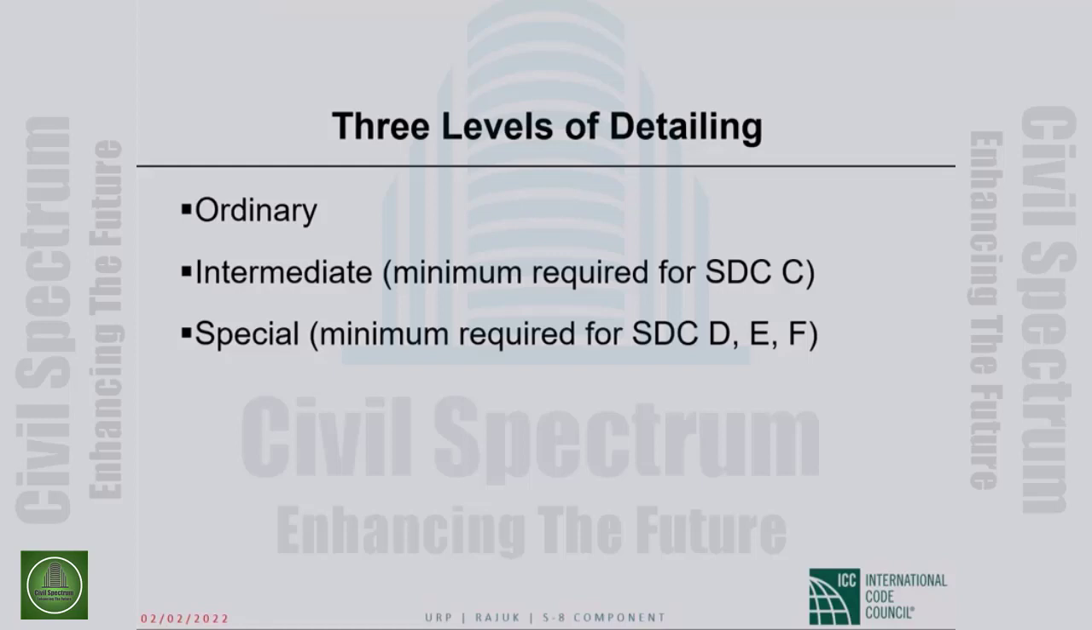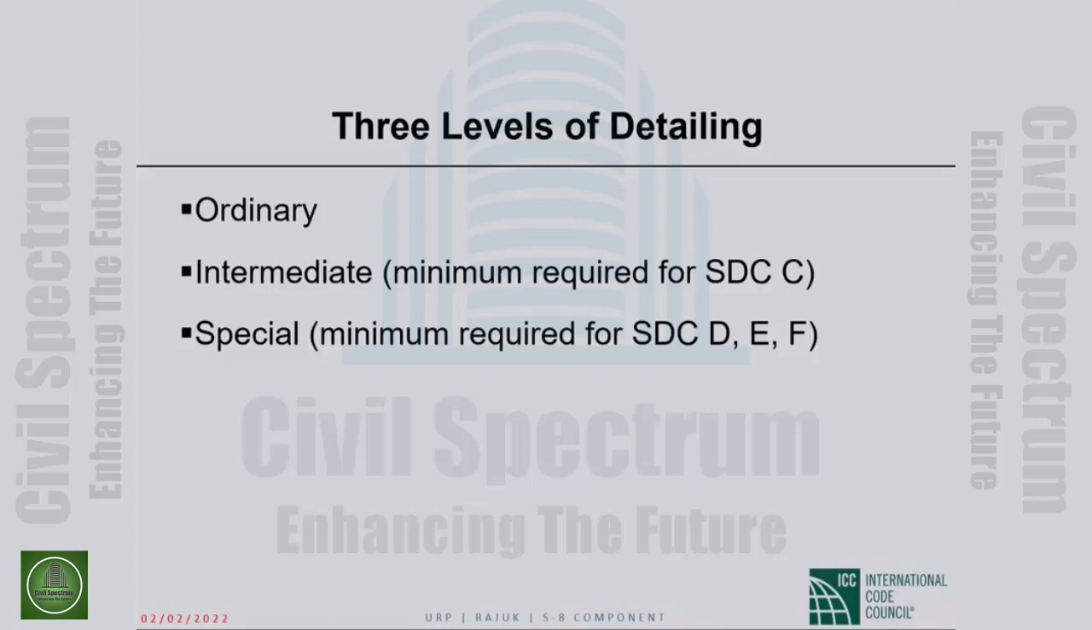If your design category is C, you have to, as a minimum, do intermediate detailing. Ordinary detailing is not an option that is allowed you anymore. The code doesn't allow that. You cannot do ordinary detailing for a design category C structure and take the penalty of a lower R value. That is not allowed. The minimum you have to do is now intermediate detailing. You are allowed to do special detailing and take advantage of a higher R value.